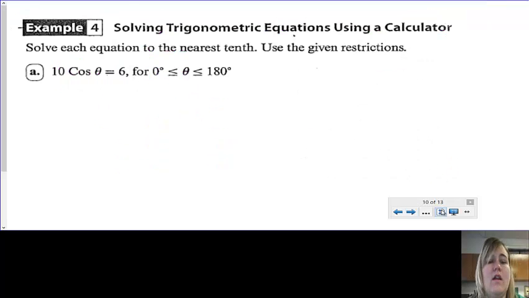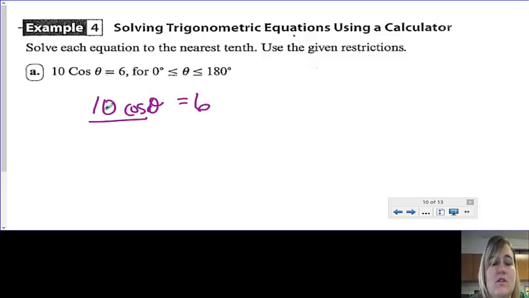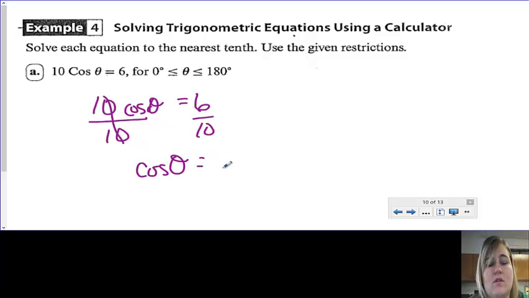Okay. On these, I know that you'll be happy because we're going to use your calculator to solve these. We're going to start them the same way though. So I'm going to rewrite 10 cosine of theta equals 6. I want to get this by itself, so I'm going to divide by 10 on both sides, which gives me that cosine of theta equals 0.6. Okay, to get theta by itself here, I'm going to take the inverse cosine on both sides.